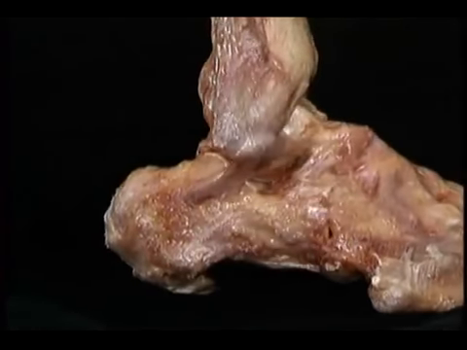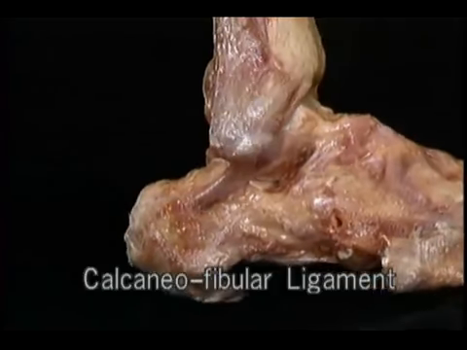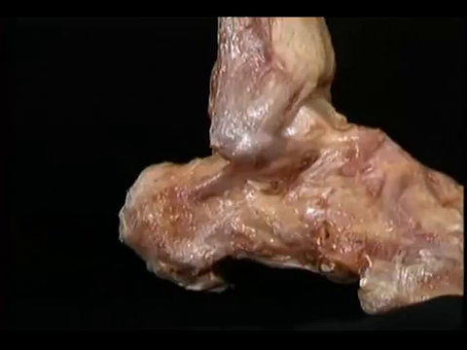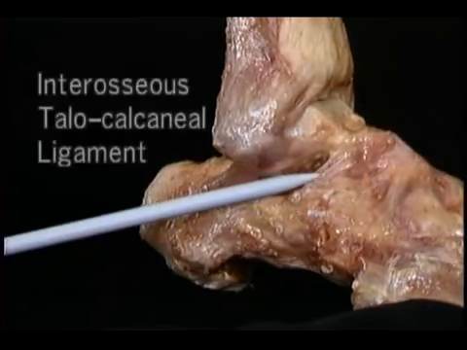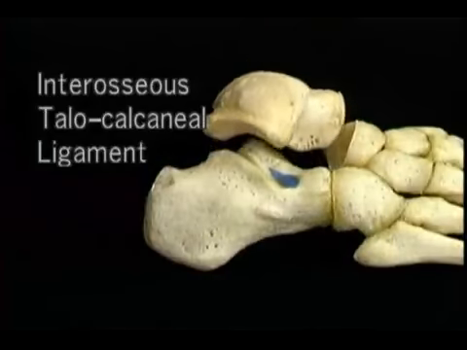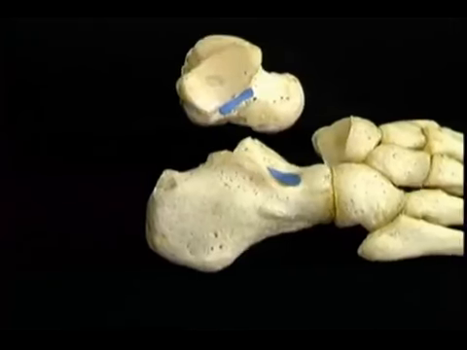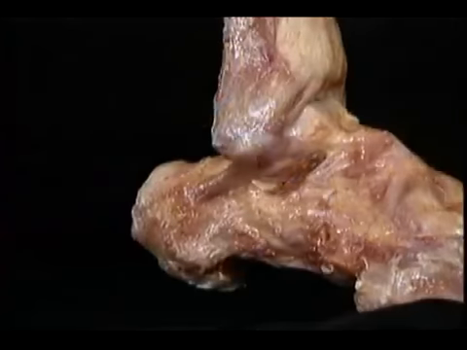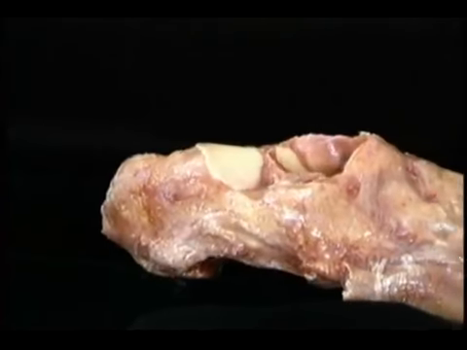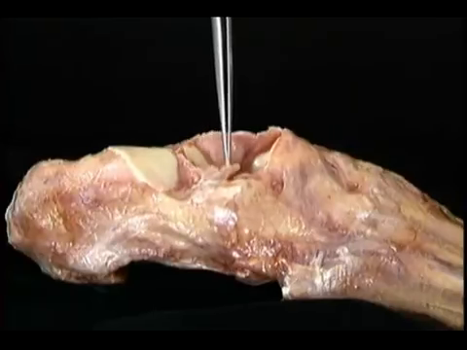On the lateral side there are two important ligaments. The calcaneo-fibular ligament, which goes from the lateral malleolus to the side of the calcaneus, and this strong ligament, the interosseous talocalcaneal ligament, which goes from here on the calcaneus to here on the talus. To see that ligament better, we'll remove the talus. The interosseous talocalcaneal ligament lies between the subtalar joint and the TCN joint.